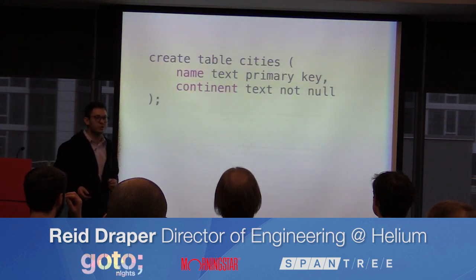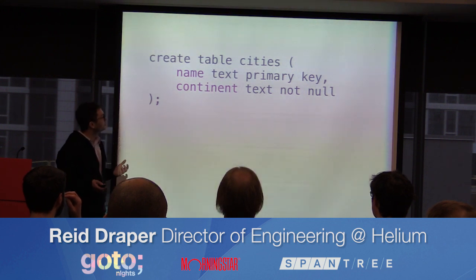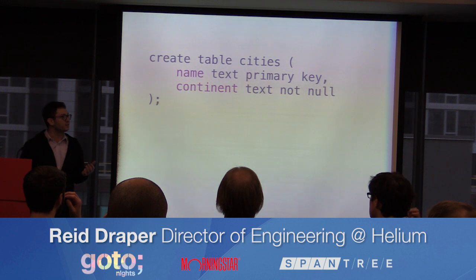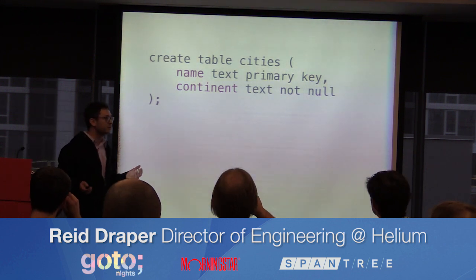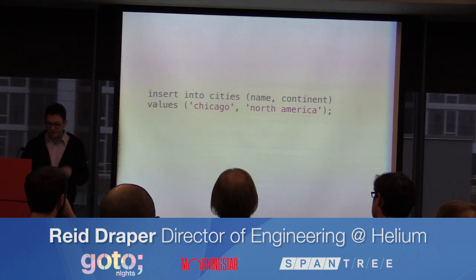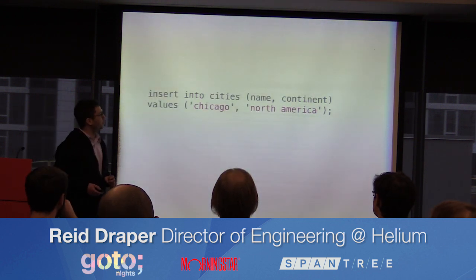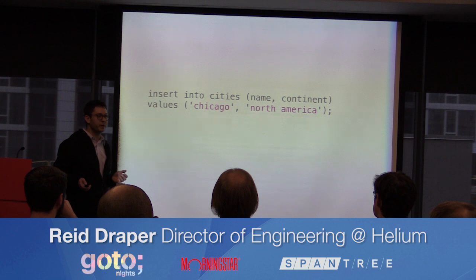We're going to create a really simple table. It's going to have two columns. It's going to have a name that's going to represent a city, and then it's going to have the continent that the city goes in. So Chicago, North America. And here is some of that raw SQL I was talking about. So we're going to insert in a new city, Chicago, North America.